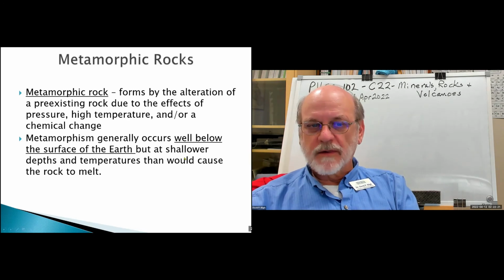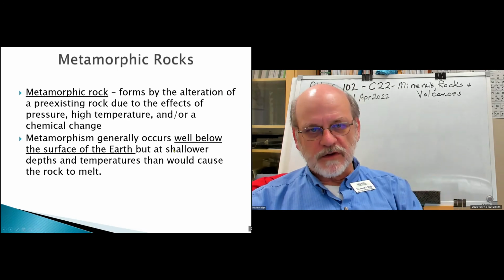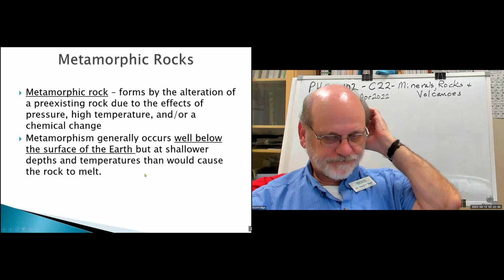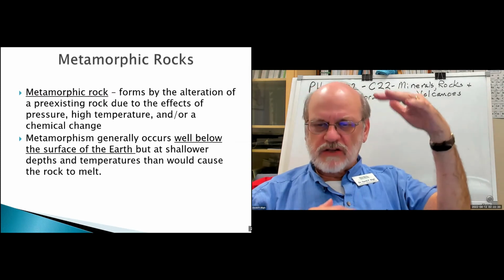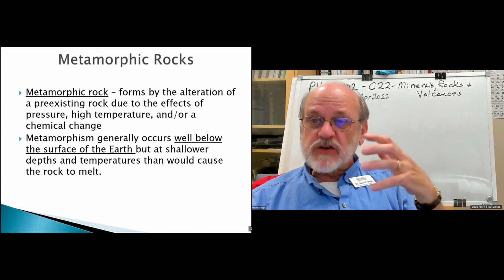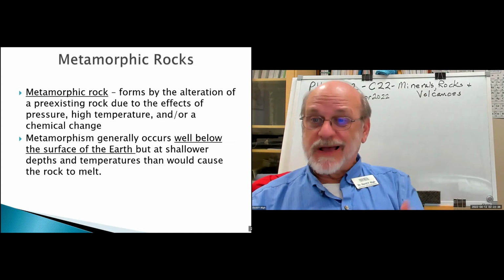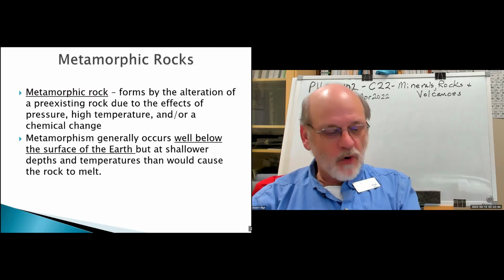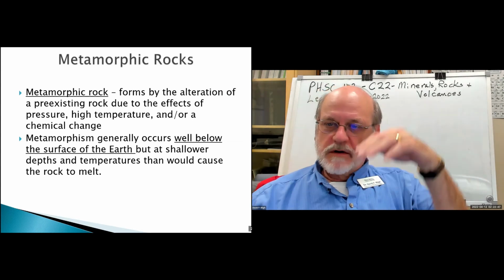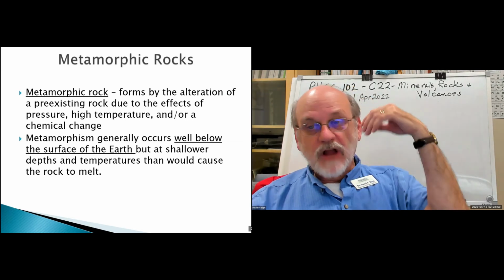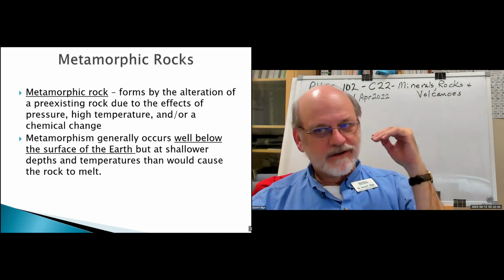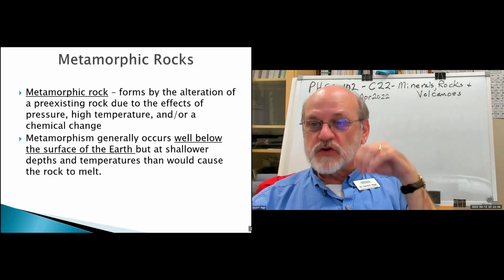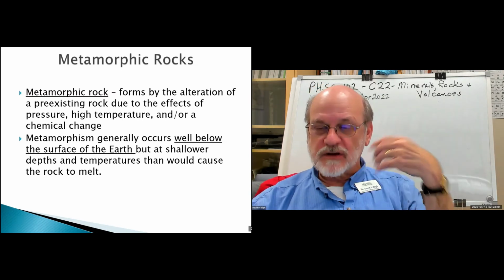Metamorphism generally occurs far below the surface of the earth. You need high pressures, high temperatures to get this to happen. It's sort of in the middle range, right? If you go too deep, then you get so much pressure and heat that you melt the rock. Now you're going to make igneous rock, right? It's not metamorphic anymore. But if you go not quite that deep, not too shallow, not too deep, Goldilocks, just right, you get enough pressure and temperature that you can change pre-existing rock into metamorphic rock.